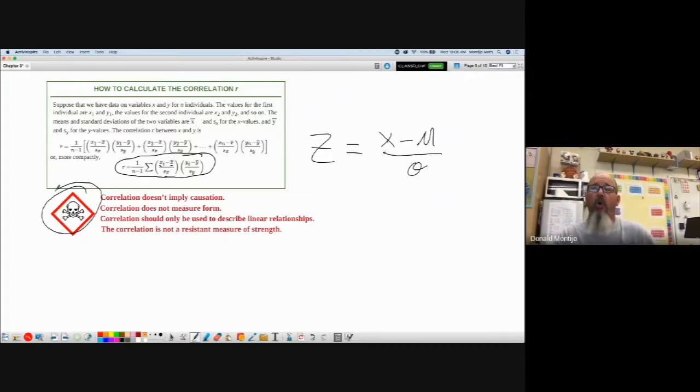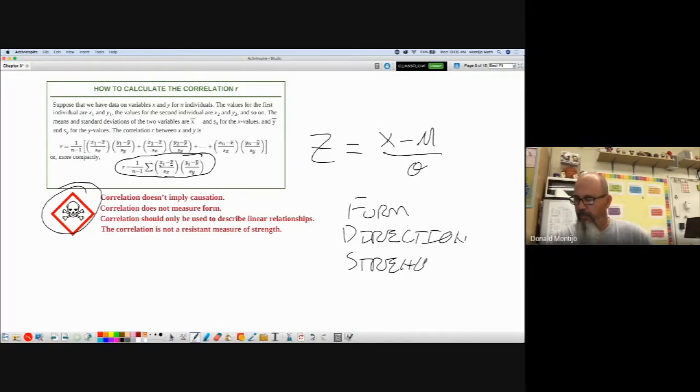Okay. Correlation does not measure form. Remember, we need to talk about form, direction, strength, and like always, anything weird or unusual. Okay. Correlation does tell us direction and strength. It does not tell us form, nor does it tell us unusual. Unusual we'll get just visually by looking at the scatter plot. Form is coming up soon.